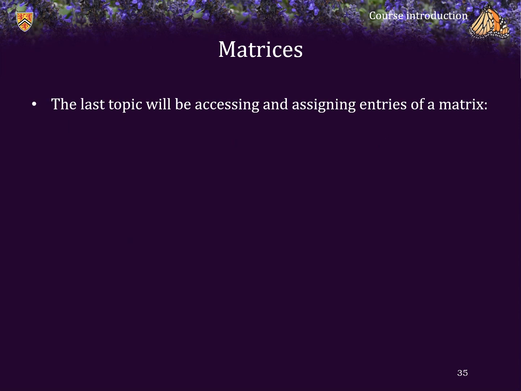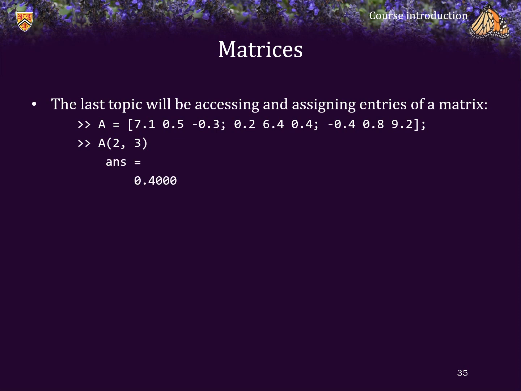Now, the last topic we're going to look at will be accessing and assigning to entries of a matrix. Accessing is reasonably straightforward. Here is our 3 by 3 matrix A. We can access the second third entry, that is second row, third column, and that is the value 0.4. However, Matlab is more powerful than that. Here, I replace the second entry with a colon. What this says is give me every entry in the second row. Well, every entry in the second row is 0.2, 6.4, 0.4.